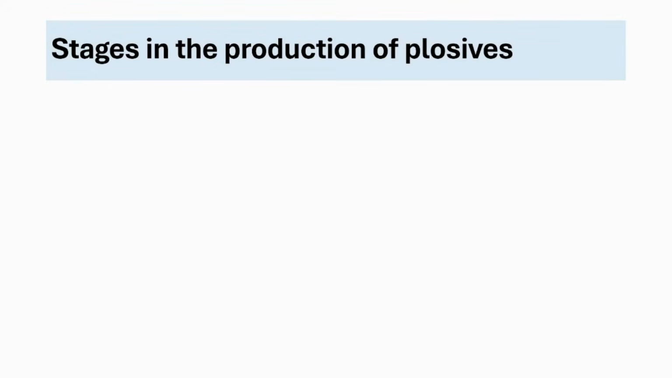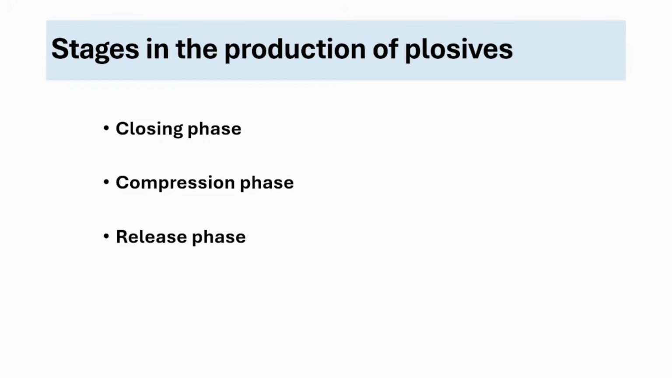There are 4 stages or phases in the production of plosive sounds, although some authors only acknowledge the existence of 3 of them, which are the first 3 that we're going to mention. The first one is the closing phase. During this phase, the articulators move against each other to form stricture or obstruction. During the second phase or stage, the compression one, the air is held and compressed, so it is prevented from escaping and the pressure increases. The third phase is the release phase. During this stage, the articulators separate or move away from each other, and the air is suddenly released, causing plosion.